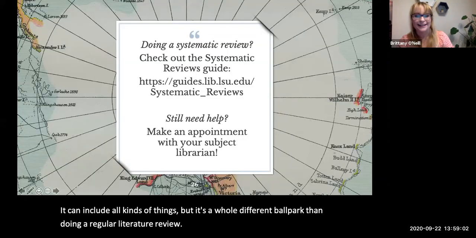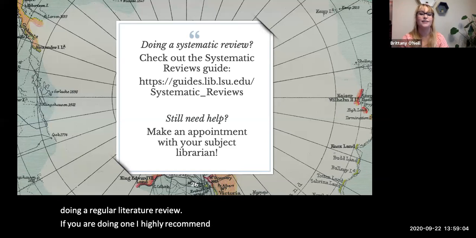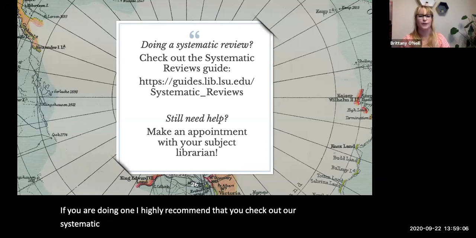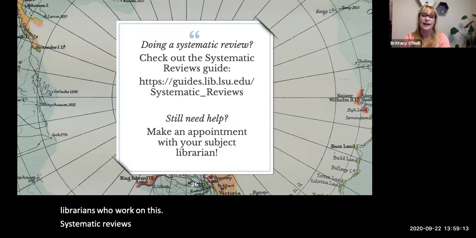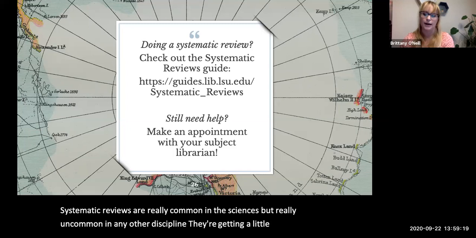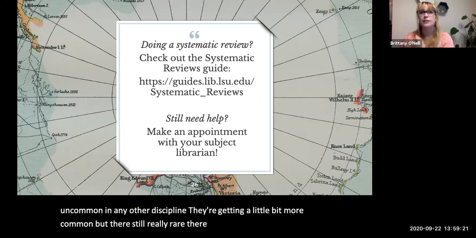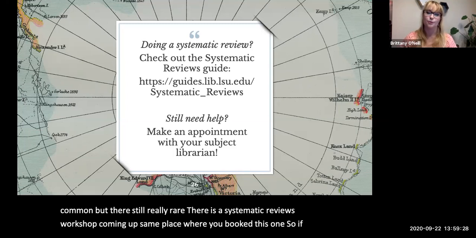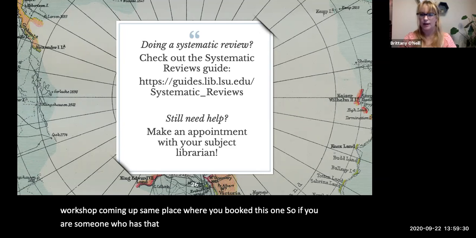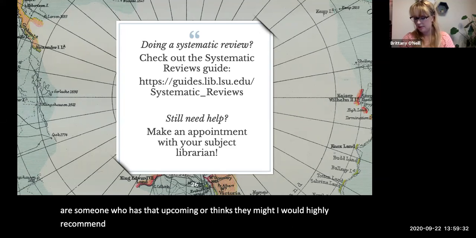If you are doing one, I highly recommend that you check out our systematic reviews guide. Super helpful. We have great science librarians who work on this. Systematic reviews are really common in the sciences, but really uncommon in any other discipline. They're getting a little bit more common, but they're still really rare. There is a systematic reviews workshop coming up, same place where you booked this one. So if you are someone who has that upcoming or thinks they might, I would highly recommend that you check that out.